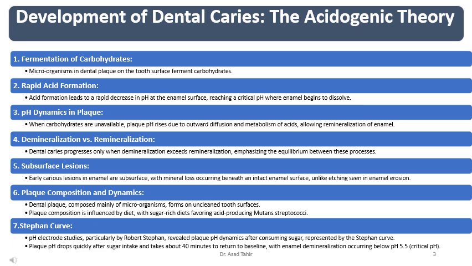Stephan curve. Studies using pH electrodes, particularly by Robert Stephan, have revealed the dynamics of plaque pH following sugar consumption. This is represented by the Stephan curve, which shows that plaque pH drops quickly after sugar intake and takes about 40 minutes to return to baseline. Enamel demineralization occurs when the pH drops below 5.5. Overall, the acidogenic theory provides insights into the complex interactions between microorganisms, diet, plaque formation, and enamel demineralization, which are key factors in the development of dental caries.